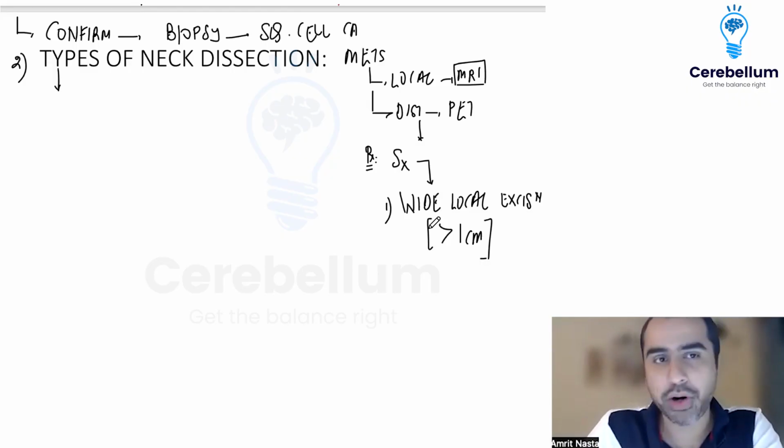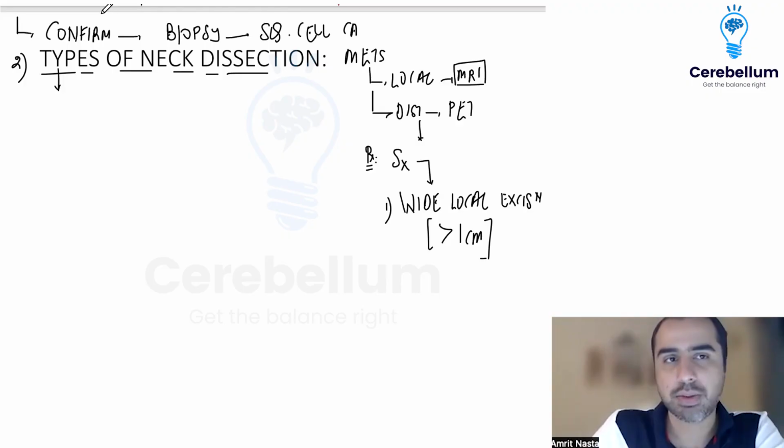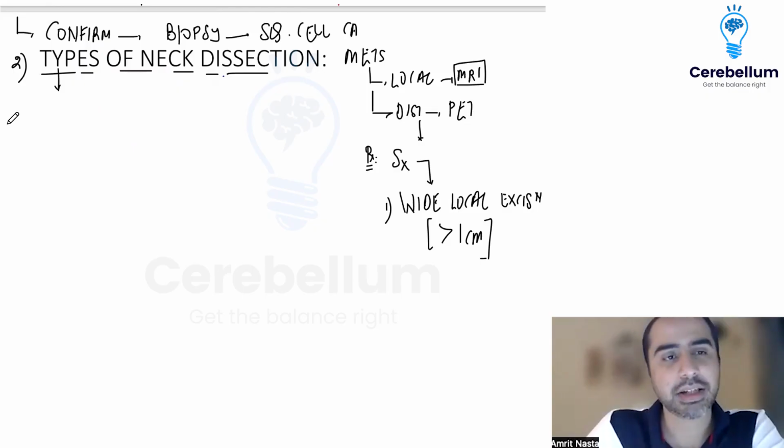But after removing the tumor, I have to remove the nodes. What nodes do I remove? That is based on the types of the neck dissections. Question can come on this. What are the types of neck dissections? The original neck dissection, the first one that was done, is called the radical neck dissection. Radical ND. ND means neck dissection.